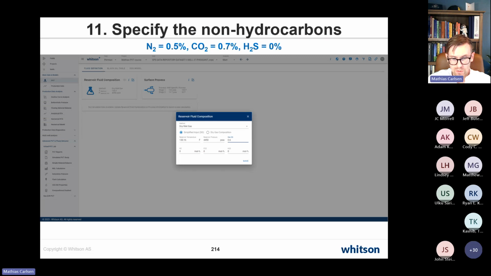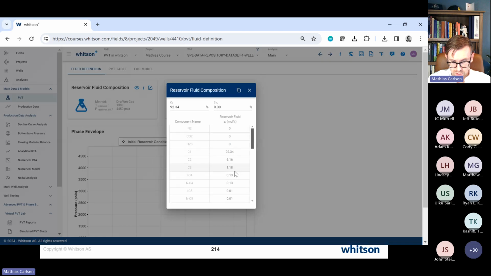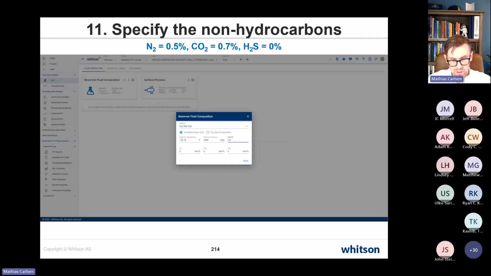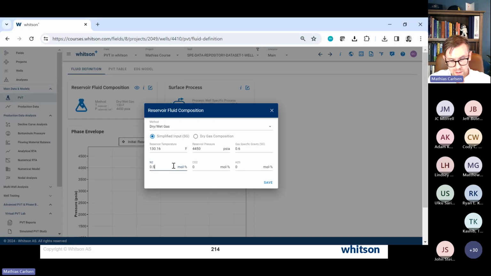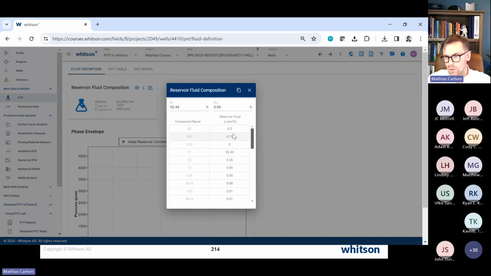And you can do the same thing by specifying hydrocarbons. So again, here, when you look at your composition, no hydrocarbons there or non-hydrocarbons. And you can input a nitrogen of 0.5, a CO2 of 0.7, and then we leave the H2S as this. Nobody likes that anyways. Or not that I've heard of. And that's the way you get this number right here.